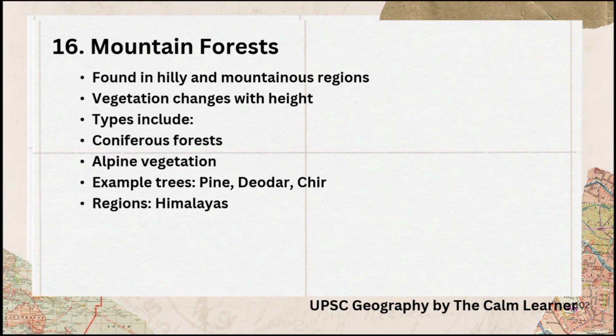Now, next forest would be mountain forest. Mountain forests are found in hilly and mountainous regions. As height increases, temperature decreases, and vegetation changes. Mountain forests show altitudinal zonation where vegetation changes with height. This concept is frequently used in Himalayan ecology questions. So remember this. Coniferous trees like pine and deodar are commonly found here.